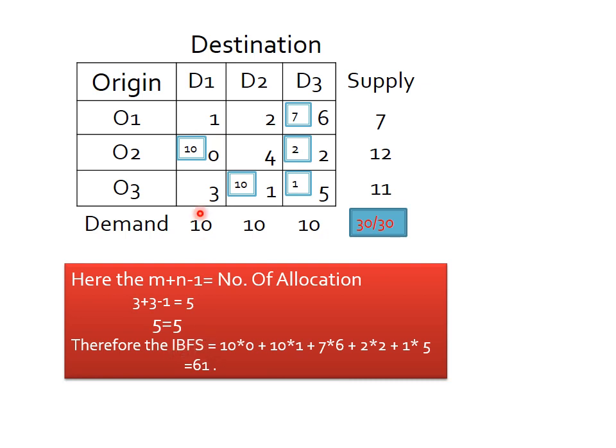Initial basic feasible solution is nothing but the multiplication of allocation into respective cell values. Therefore 10 into 0 plus 10 into 1 plus 7 into 6 plus 2 into 2 plus 1 into 5. Now multiply all such things and add, and we get the initial basic feasible solution for the given problem. For this problem, 61 is the initial basic feasible solution.